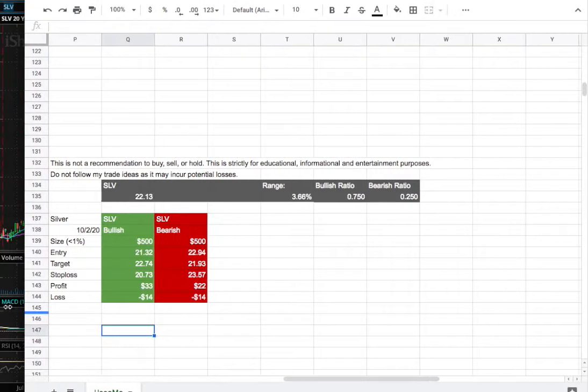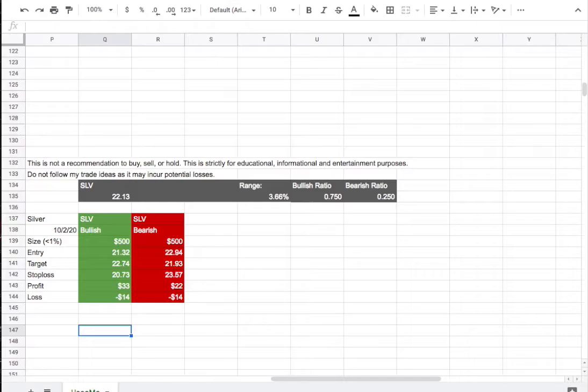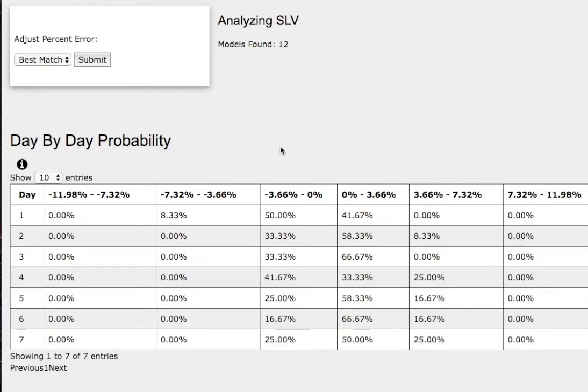So how did I develop these trade ideas? It all comes from the day-by-day probability model, which is available in the link below, so do check it out. As we progress to the 5th day or week of trading, we have a 58% chance for silver to climb between 0 to 3.6%, and a 17% chance to climb between 3.7% to 7%. And to the downside, we have a 25% chance for silver to fall between 0 to negative 3.7%.